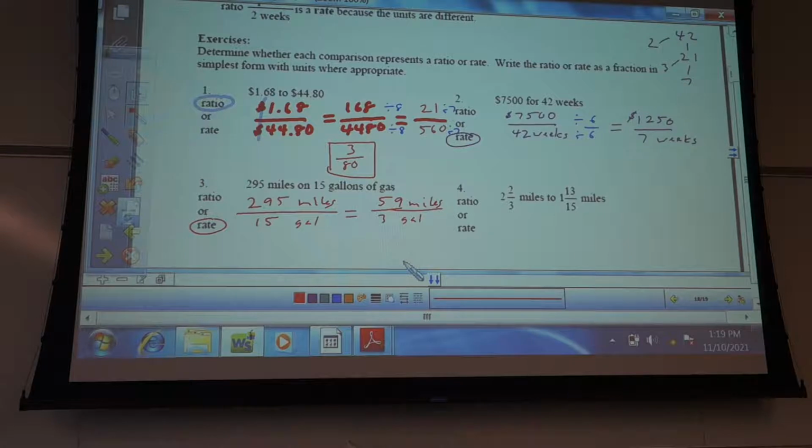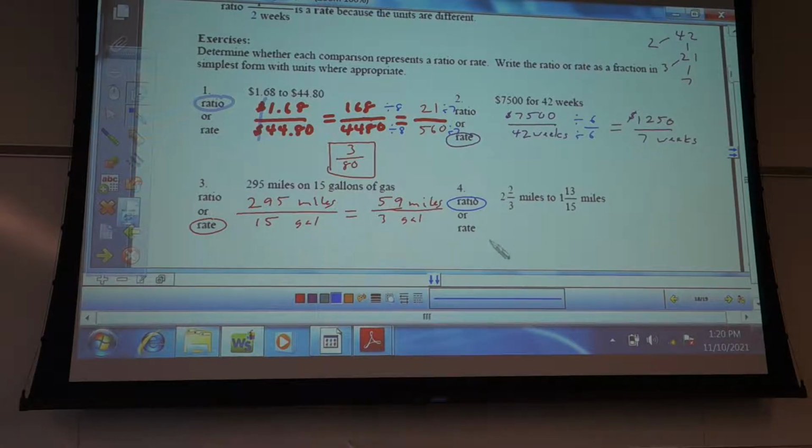On number 4, don't you have to make the denominators equal? So this one is a little bit trickier. First of all, is it going to be a ratio or a rate? Ratio, because they're both miles. And I need to change this to be a mixed fraction, sorry, an improper fraction, thank you. So how do I do that?